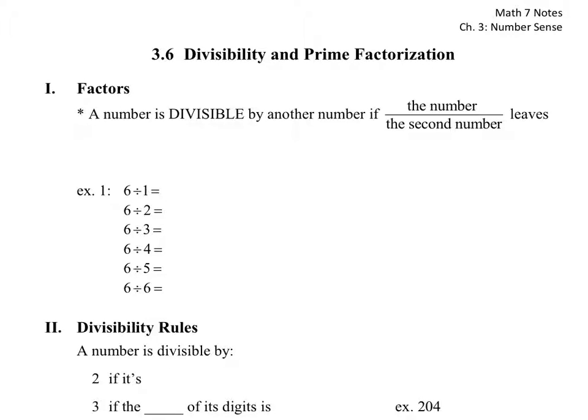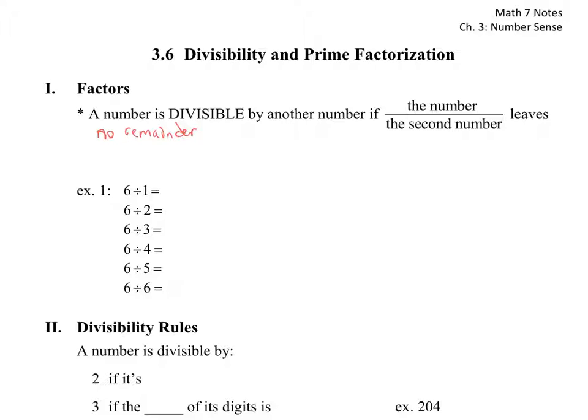3.6, divisibility and prime factorization. First point here about factors. A number is divisible by another number if the number divided by the second number leaves no remainder.